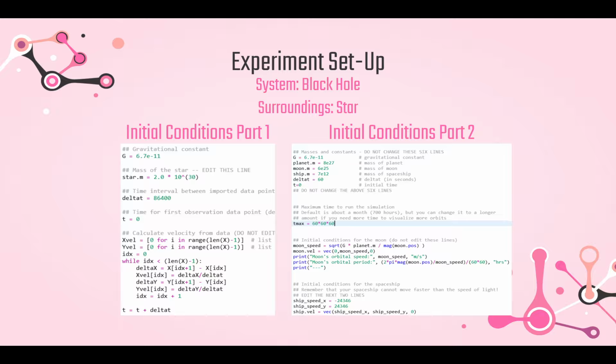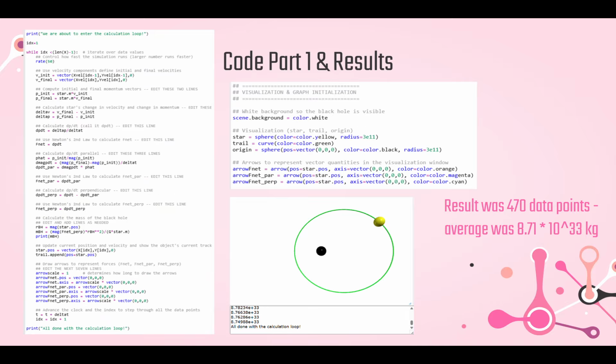My Georgia Tech email was input into part 1 in order to find the value of the black hole, or the mass. So this was code 1. The initial and final velocities were found, and those values were used to find the initial and final momentum. From there, using final minus initial for both components, delta V and delta P were found.